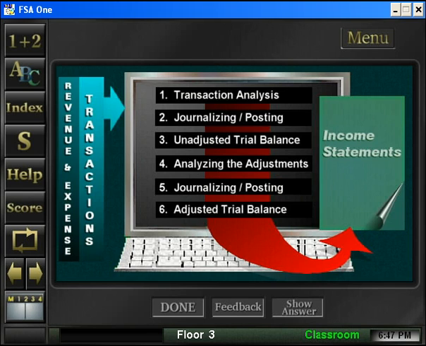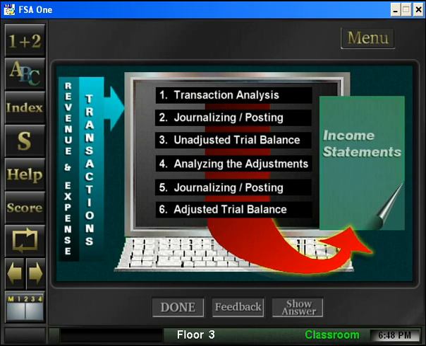You will recall these 6 steps of the accounting process from Floor 1. In this section, we will emphasize steps 4, 5, and 6 as we review the preparation of the income statement. The raw materials of an income statement are revenues and expenses. Revenue and expense accounts are classified as shareholders' equity.